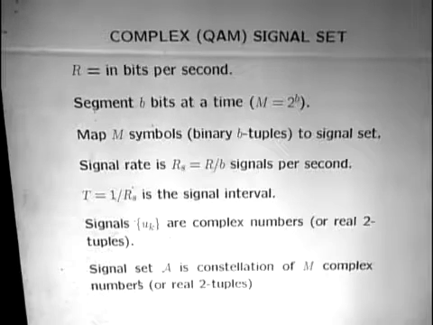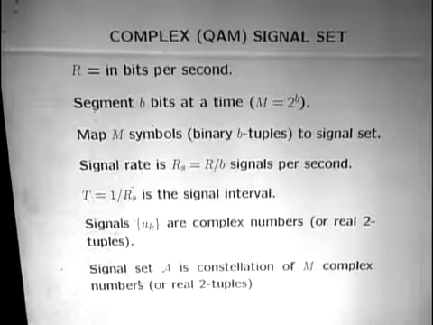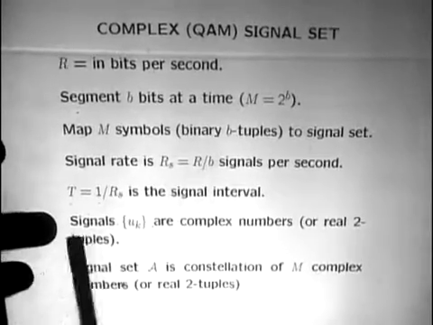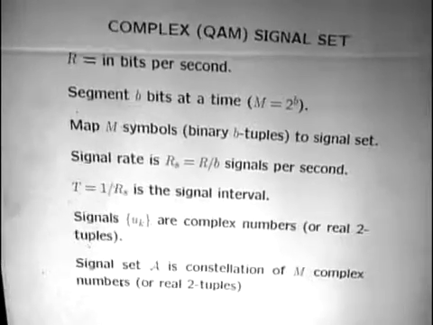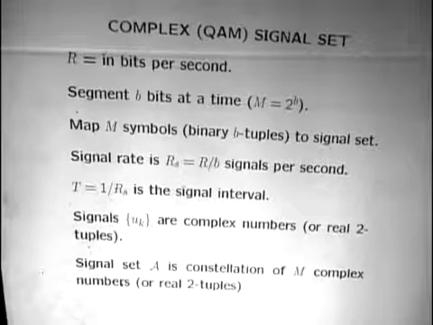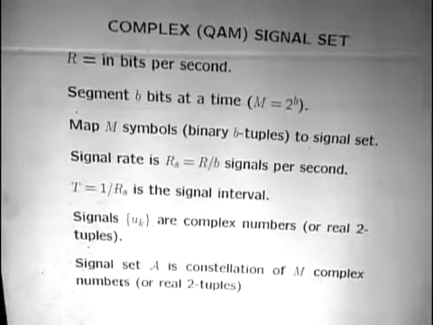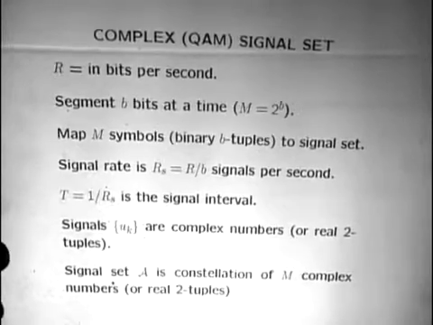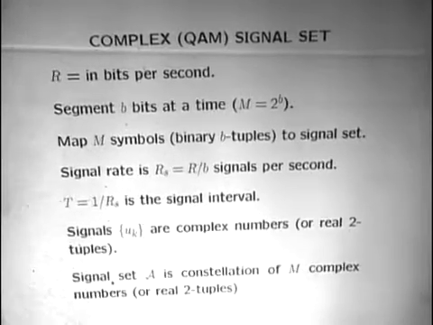If you didn't send something every T seconds, the stuff coming in from the source would start piling up and your buffers would overflow and it wouldn't work. The signals u sub k are complex numbers or real 2-tuples. So when we're trying to decide what signal set we're using, we can just draw our signals on a plane. The signal set is a constellation of m complex numbers or real 2-tuples. So the problem of choosing the signal set is how do you choose m points on a complex plane?